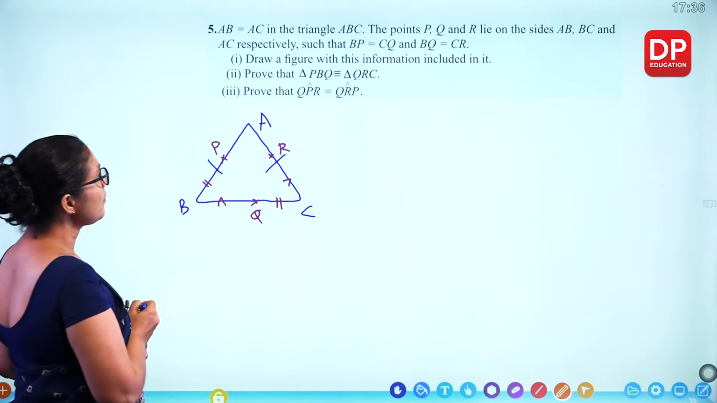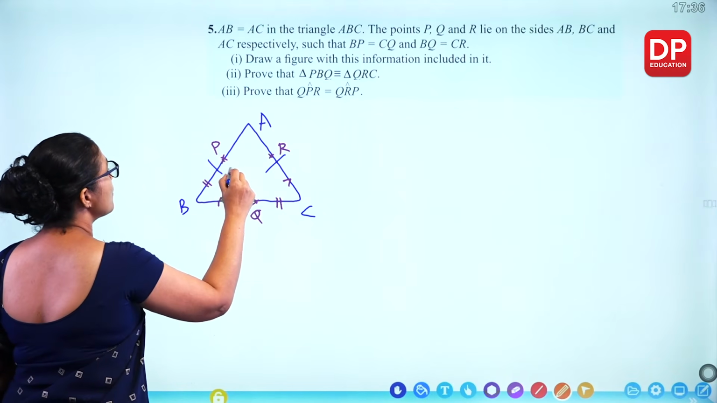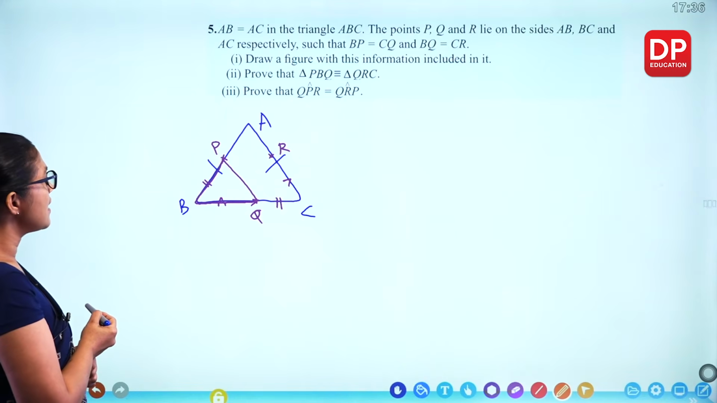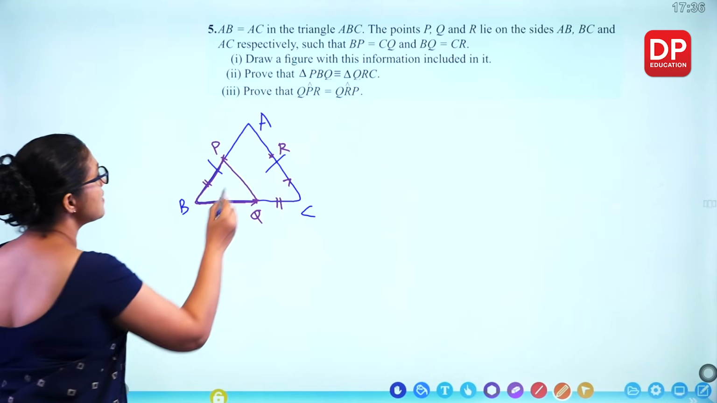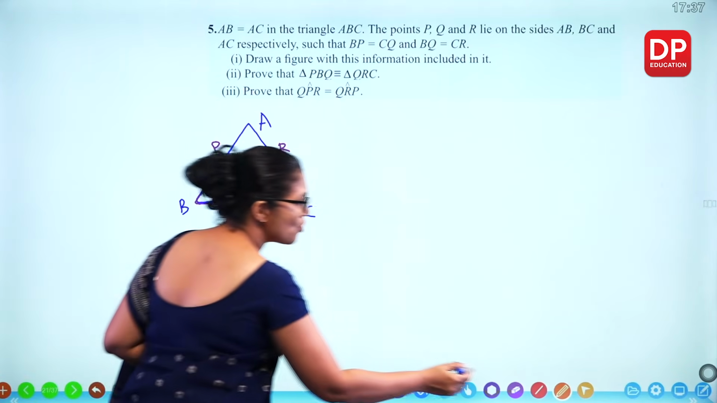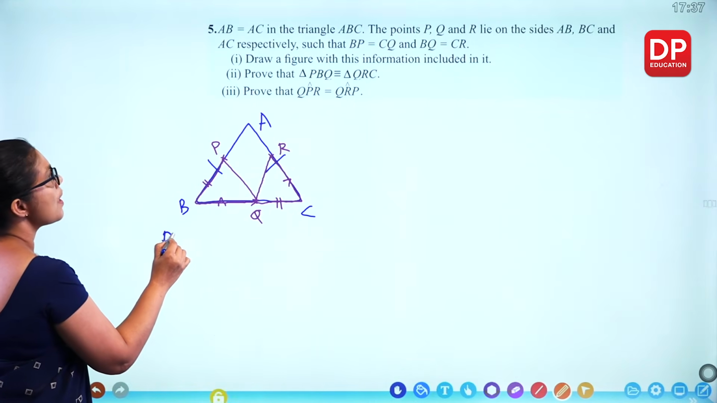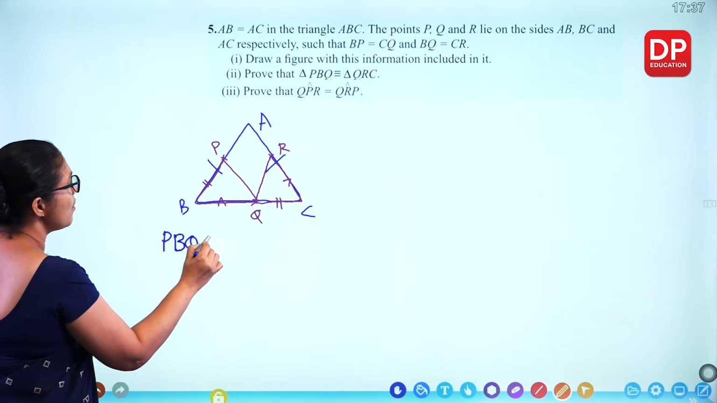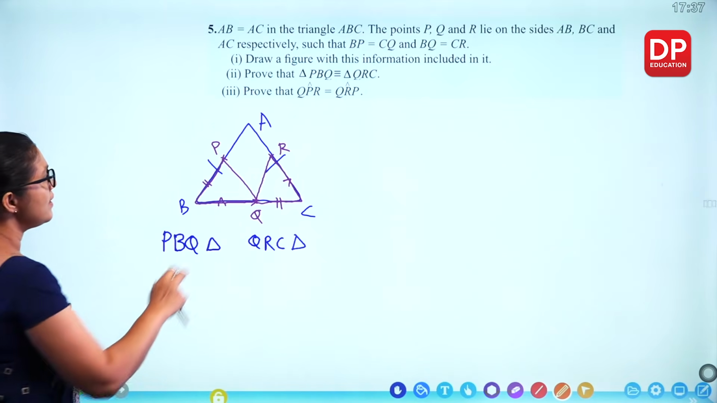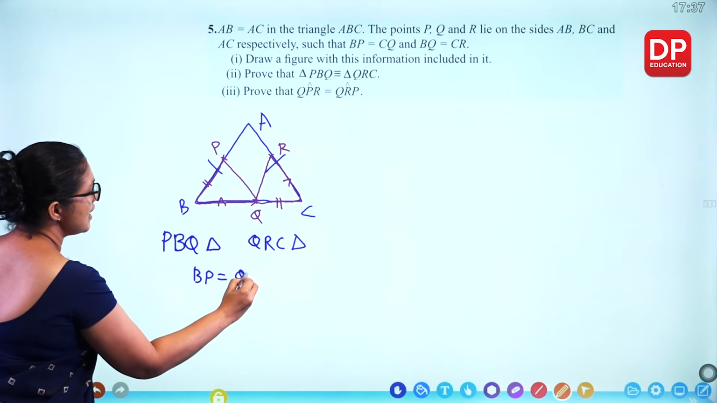Prove that BPQ, so you have to take this triangle, and QRC, that means this triangle. So we need to show that these two triangles are congruent. So we'll take those two triangles first. PBQ triangle and QRC triangle. Now we know in these two triangles BP is equal to QC. That's given.